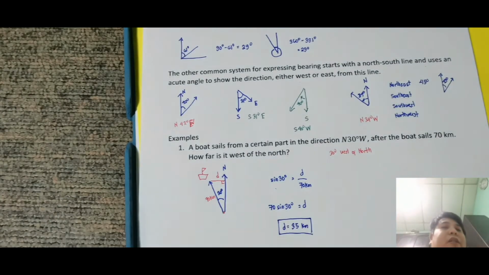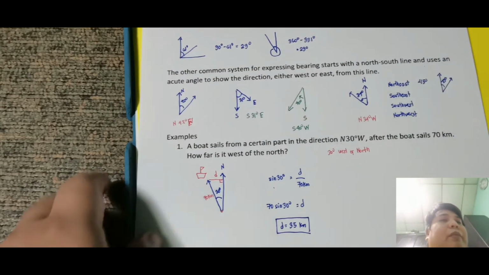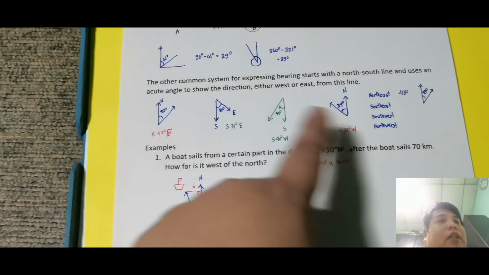Ganito na siya kalayo mula dun sa north. Yung na-travel niyang west, kasi pa west siya eh. So position niya sa west siya, gano'n na ba siya kalayo from direction niya from the north? So that is 35 kilometers. Again tandaan niyo yung mga ganitong basa.